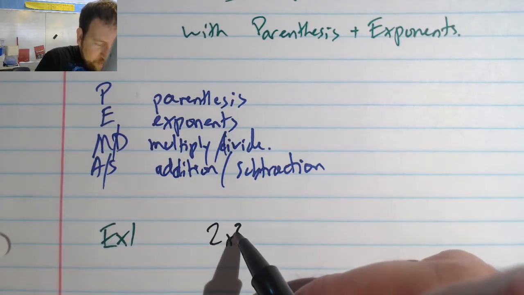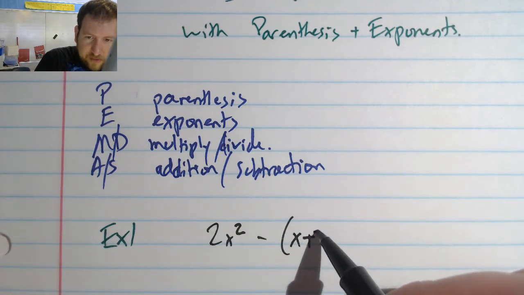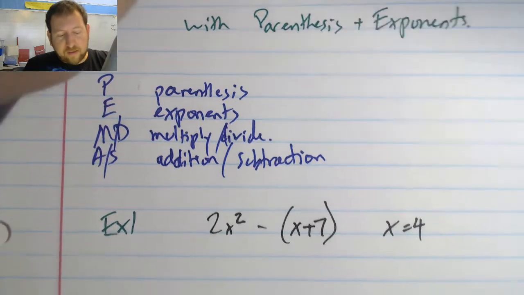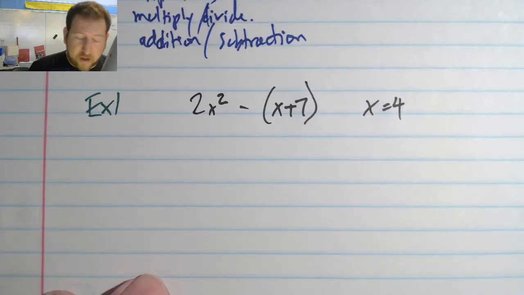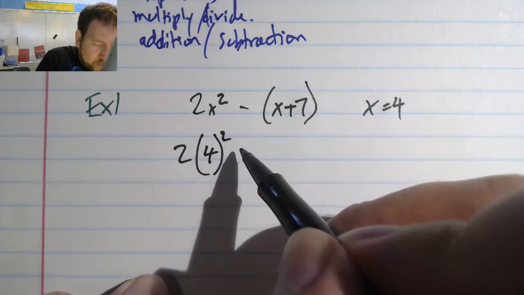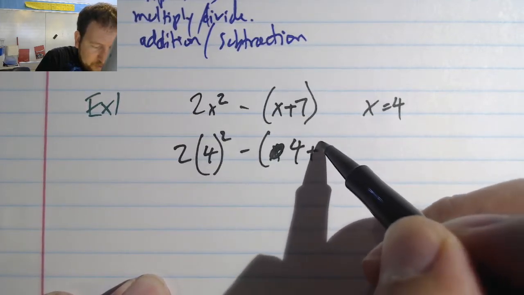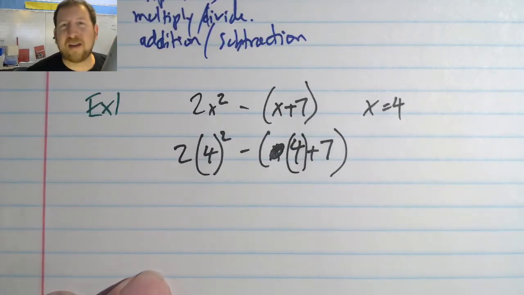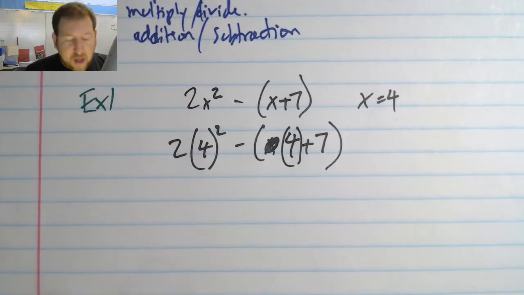2x squared minus parentheses x plus 7, x equals 4. All right. So in this case, the very first thing that I'll do always is substitute in for the variable that I know the value of this time. So I'm going to write that out like this: 4 squared minus, x is now 4, plus 7. And I like to put a little parentheses around my 4. It doesn't really matter, and sometimes it can be confusing, but I still like to do it just so that I can remember what I've substituted in and what I haven't.